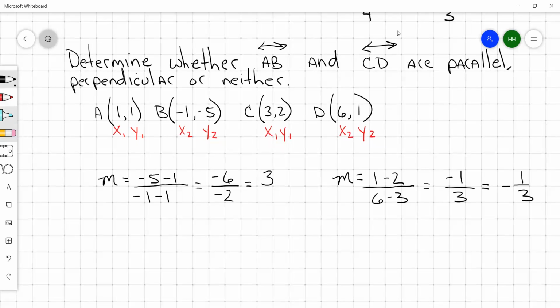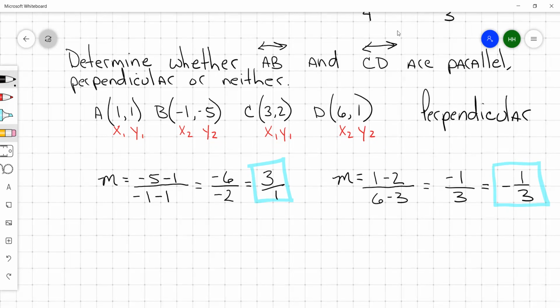So then you compare the two slopes. One line has a slope of 3. The other line has a slope of -1/3. And since 3 is the same thing as 3 over 1, what are the lines? Are they parallel? Do they have the same slope? No, so they're not parallel. Are their slopes negative reciprocals? Yes, they are. So these two lines are perpendicular. Got it?